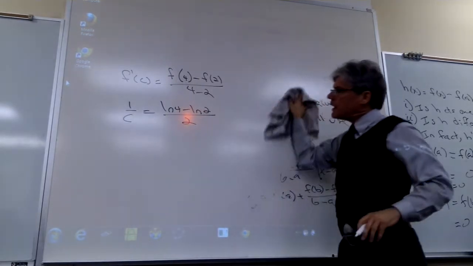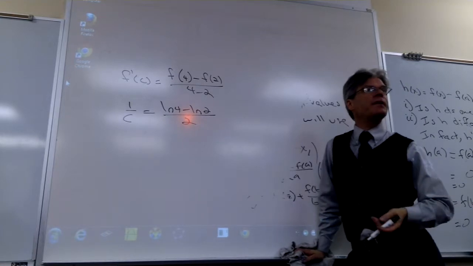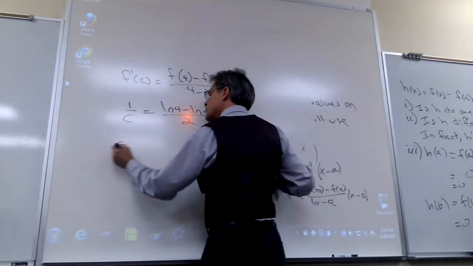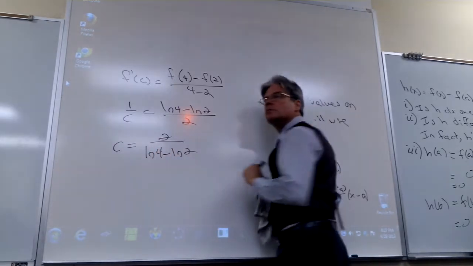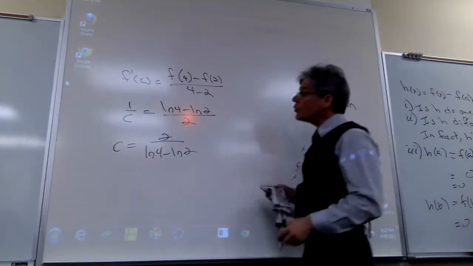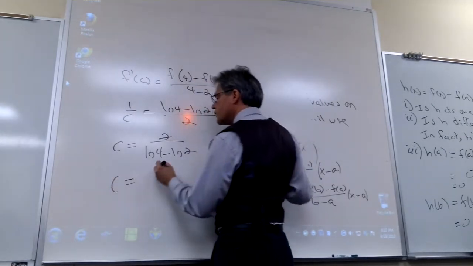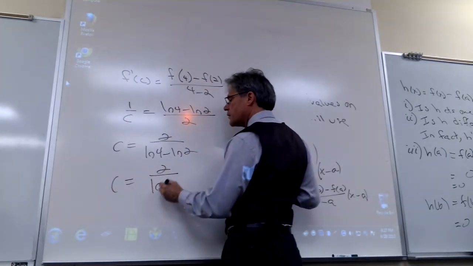I think at this stage of the game, the question is, can I solve for c? Piece of cake. Does that tell me c is equal to 2 over the difference in these two logs? Or shall I see? c is equal to 2 over, I don't know what that is. Is that just the natural log of 2?